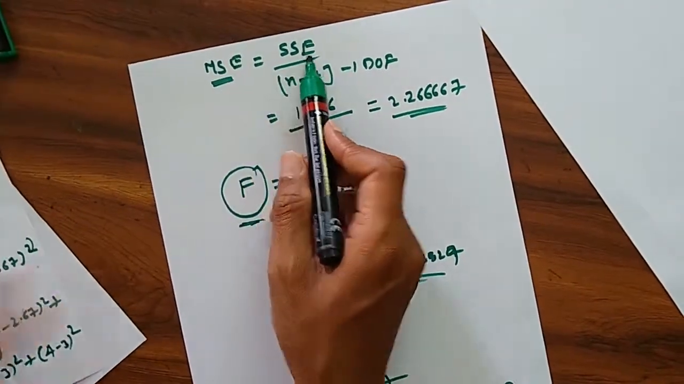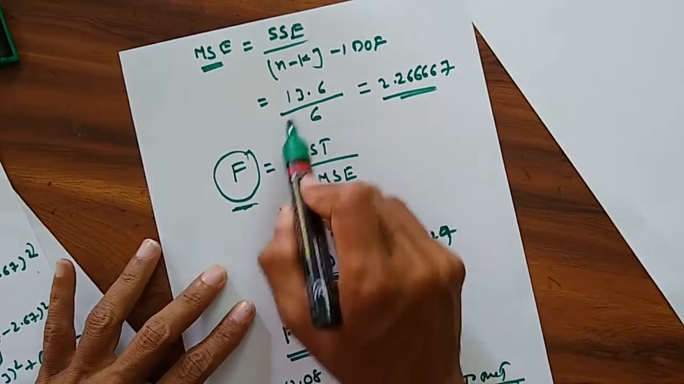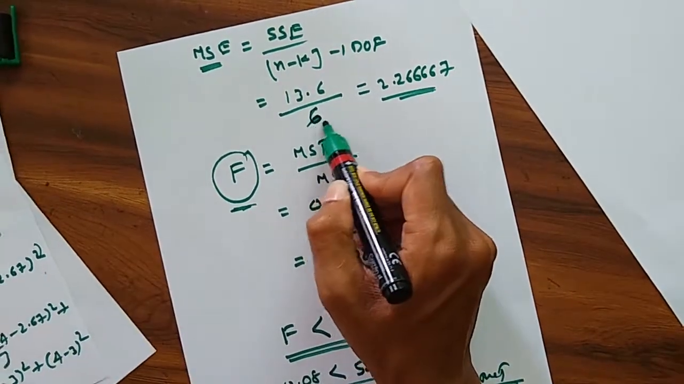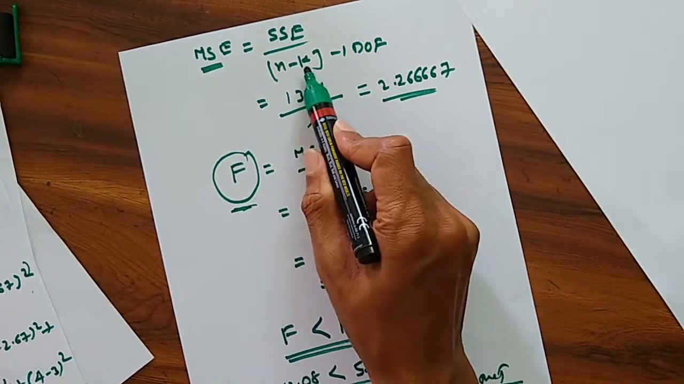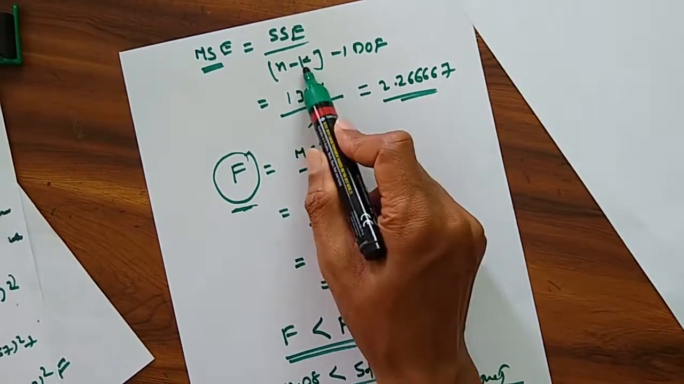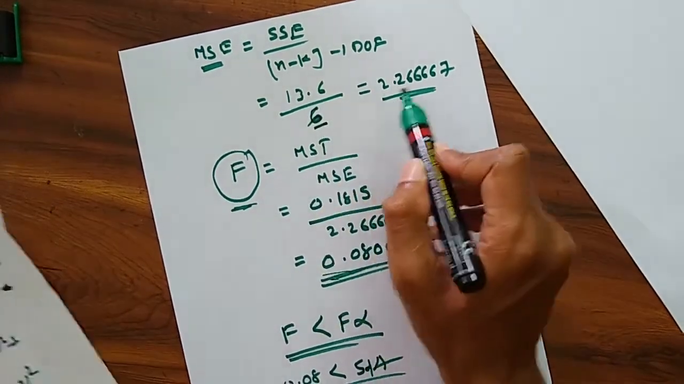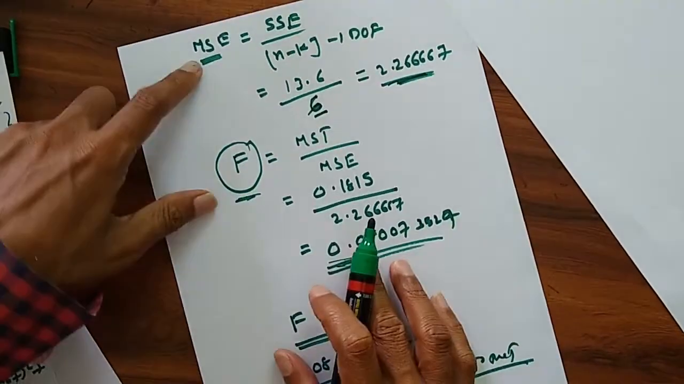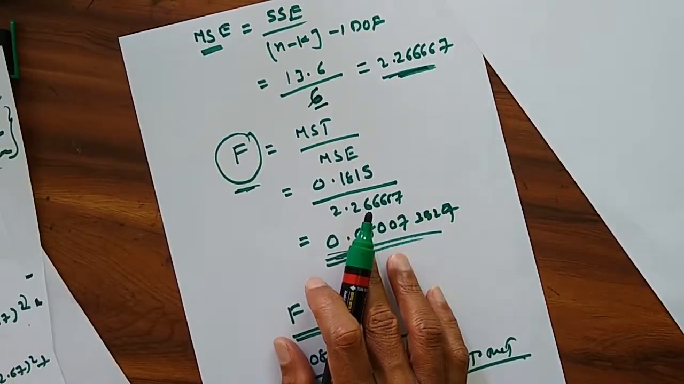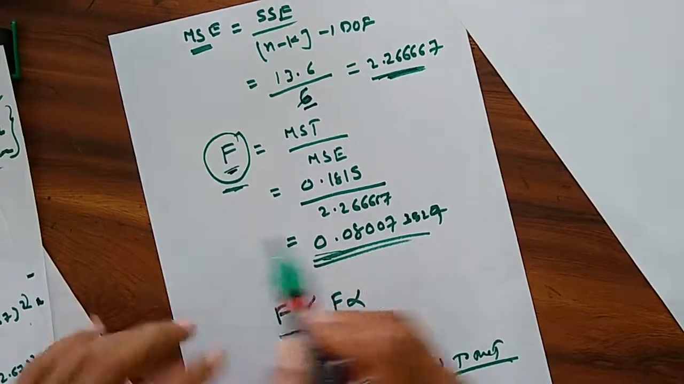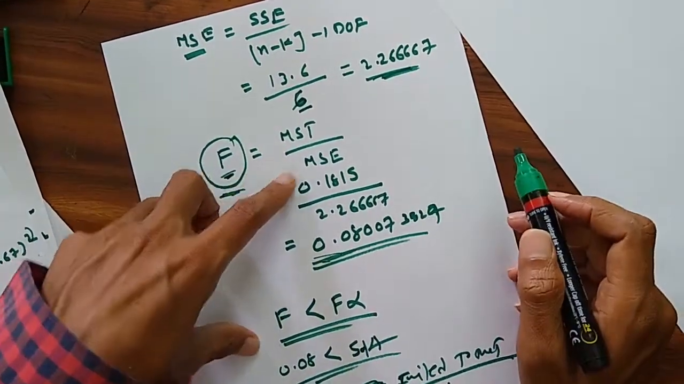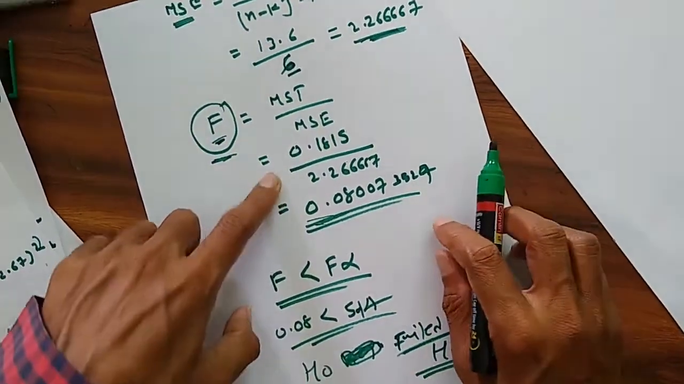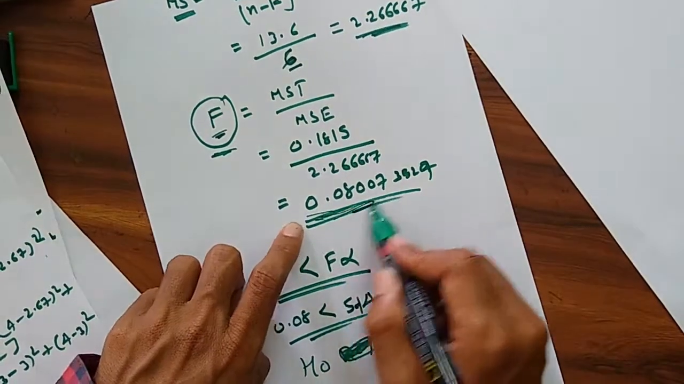So once you know SSE, we know MSE. MSE equals SSE divided by n minus k. So in our case, the degree of freedom is n minus k, n is 9 minus k which is 3, so 6. So we got MSE. Once you know MSE and MST, you know how to calculate F. F is MST divided by MSE. That means we got 0.08.